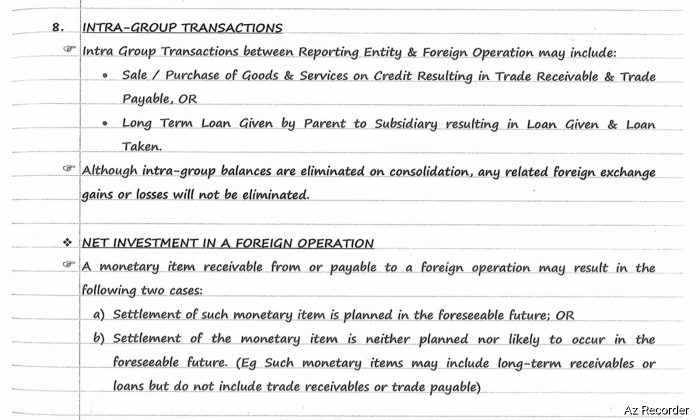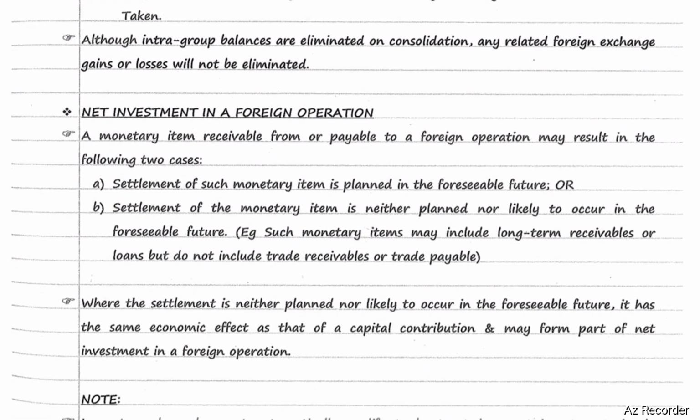Intragroup transactions between a reporting entity and foreign operation may include sale or purchase of goods or services on credit, resulting in trade receivables and trade payables, or long-term loan given by parent to subsidiary, resulting in loan given and loan taken. Although intragroup balances are eliminated on consolidation, any related foreign exchange gains or losses will not be eliminated. Next, net investment in foreign operation.